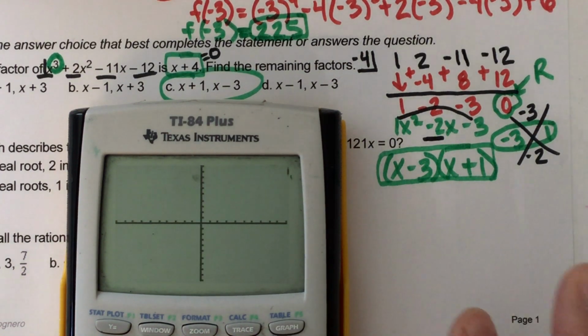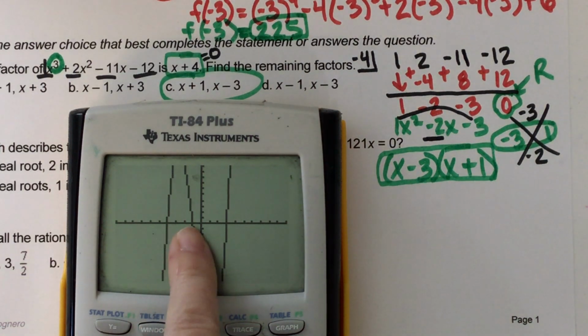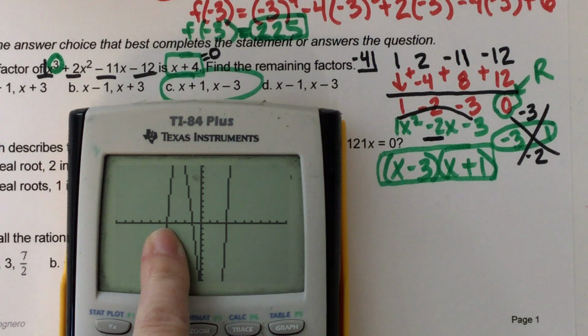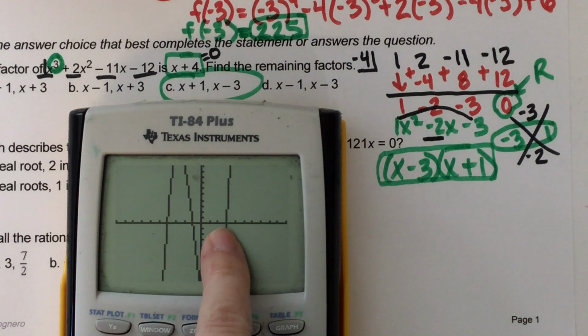Okay, I know the solutions are where the graph touches the x-axis. So let's see where it looks like it touches the x-axis. This looks like negative 4. This looks like negative 1. And this looks like 3.